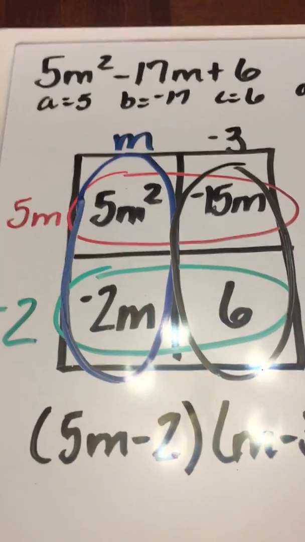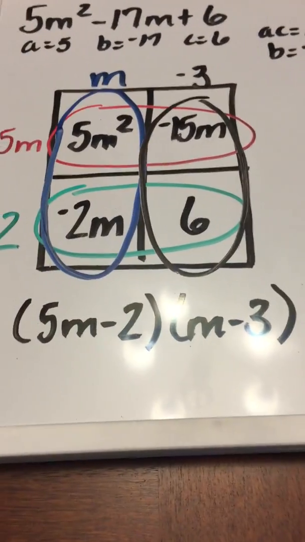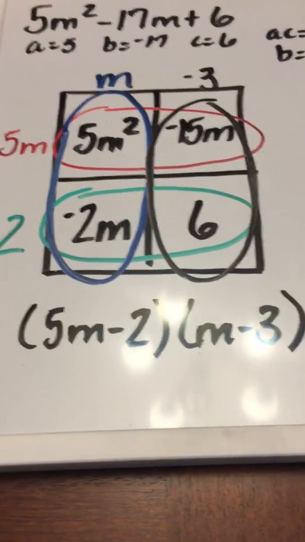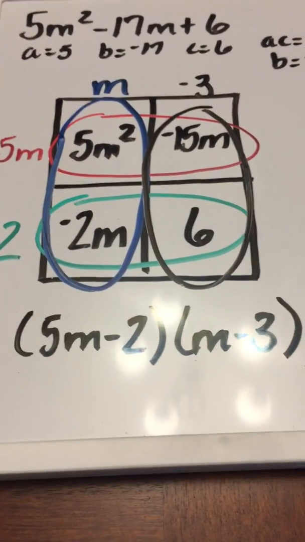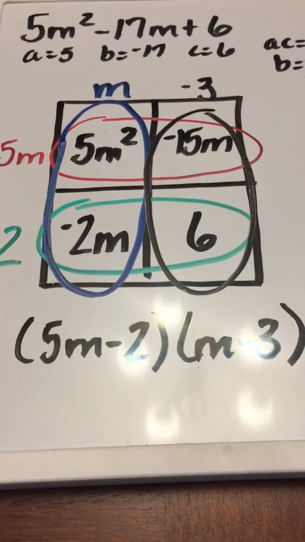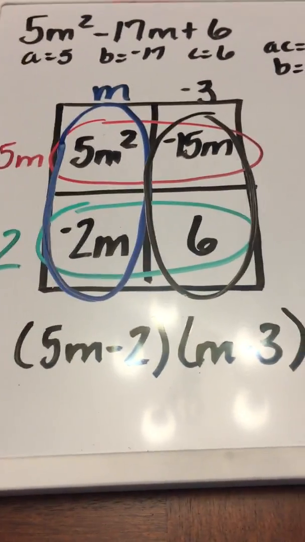So that gives me my factors, and then all I'll do is just come down and write 5m minus 2 and m minus 3. Remember, it does not matter the order of those factors. You just put them down.